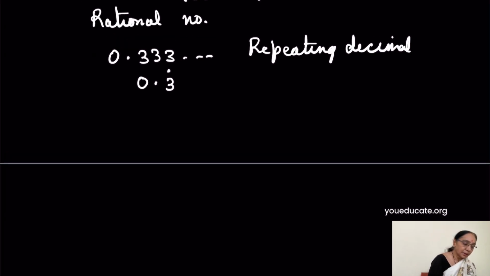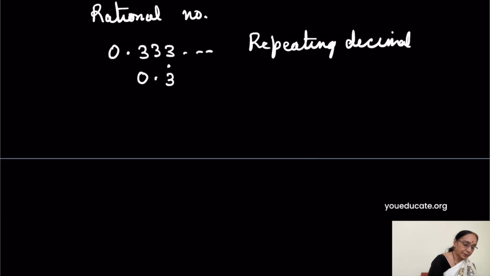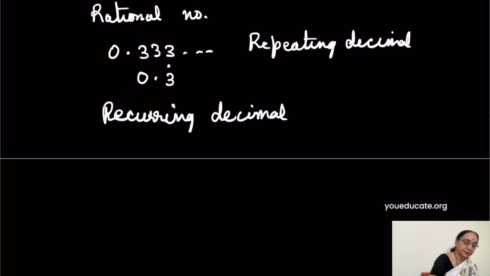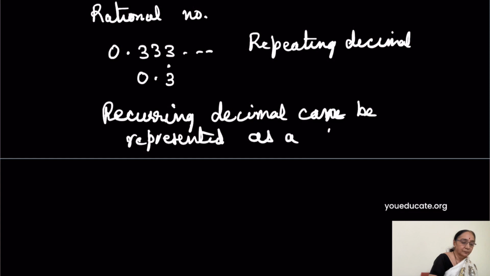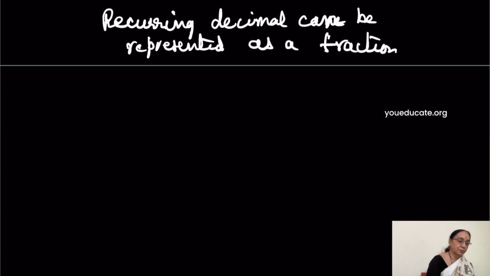You will also be learning that recurring decimals can be converted into a fraction. You will be learning this a little later in another section. So now we have expanded our number system from natural numbers to integers to rational numbers. Now we have another set of numbers called irrational numbers.